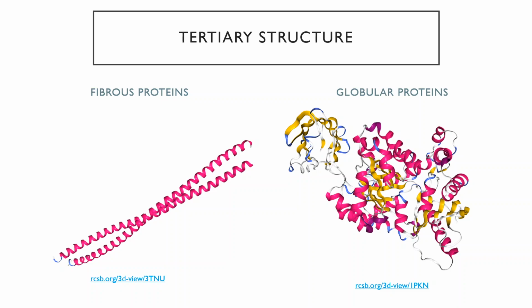Okay, so now that we've talked about the secondary level of protein structure, we can move on and talk about tertiary structure. So tertiary structure is just the ultimate 3D shape that a polypeptide takes on. So it includes secondary structures, but also other kinds of structures that connect them together.